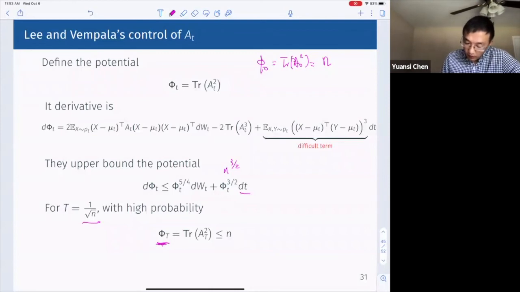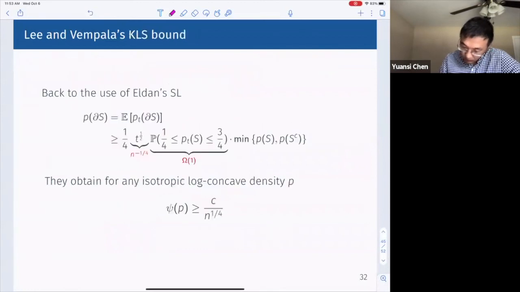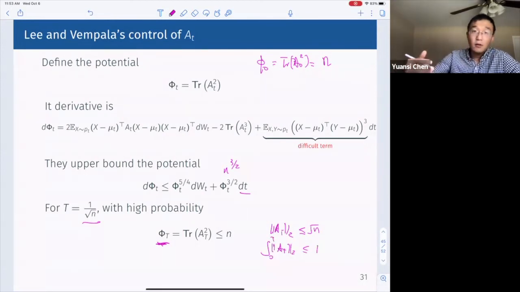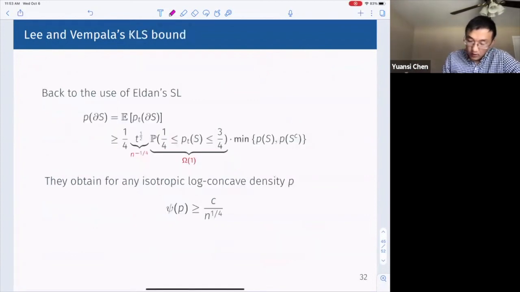And keeping this of the order of the original density makes sure that the A_t spectral norm is less than √n. The integral of the A_t spectral norm from 0 to t is of order 1, right? Then you basically control the probability of P_t that is around 1/2, and the time you can run is 1/√n. So now go back to the inequality we try to prove, the isoperimetric inequality using stochastic localization.